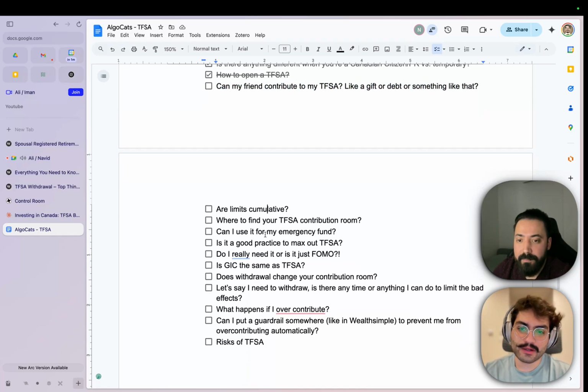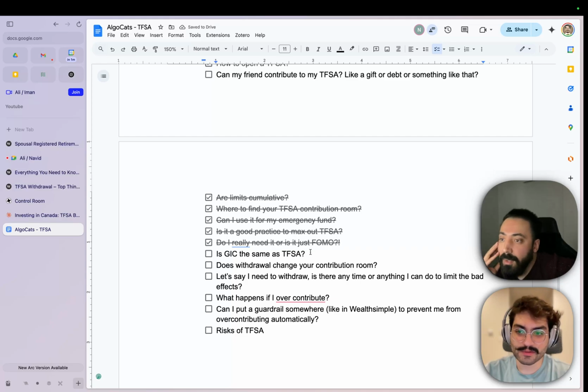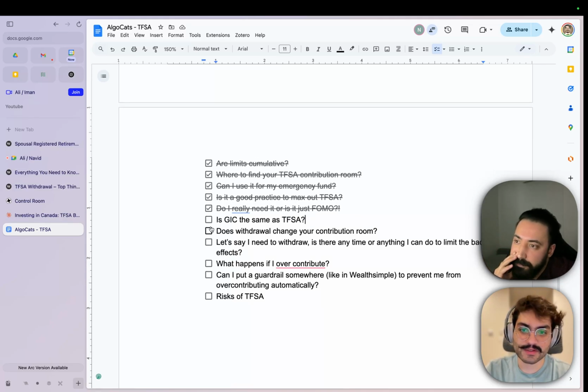Okay. Are limits cumulative? Yes. Where to find your contribution room? Can I use it for an emergency fund? It is not a good practice to max out TFSA. I know that. GIC, we didn't get an answer for this. Does withdrawal change your contribution room?